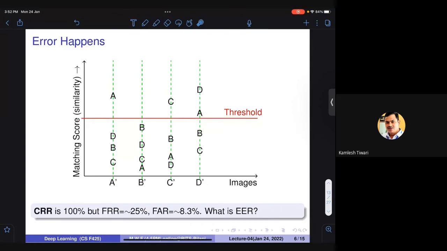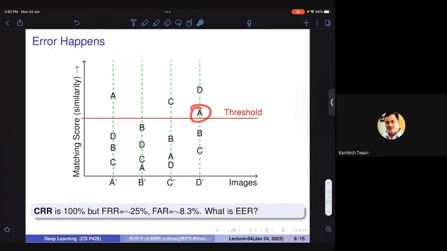So, however, this particular system has a correct recognition rate of 100%, but there is a false rejection rate. False rejection rate means how many genuine matchings I am performing. 1, 2, 3, 4. Out of them, you can see that one has actually failed. So the false rejection rate, he is falsely rejected. What is the false rejection rate? 25%. Similarly, false acceptance rate, this is the falsely accepted person.